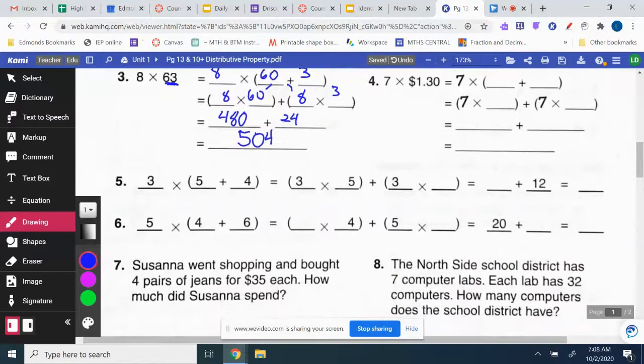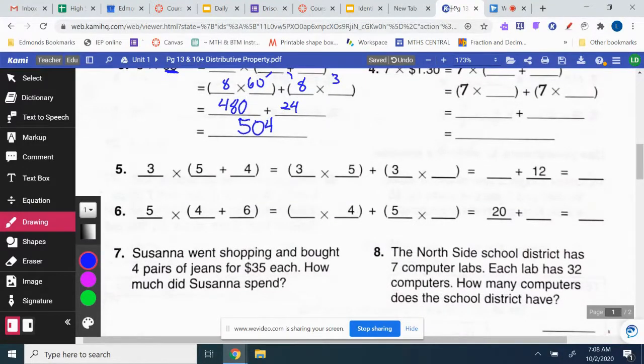Number 5, they almost fill it all out for you. They do number 5 for you of 3 times the quantity of 5 plus 4 equals 3 times 5 and 3 times 4. And so they want you to put this answer right there, which is 3 times 5 is 15. So 15 plus 12 is 27. So they took what they did vertically and did it horizontally.